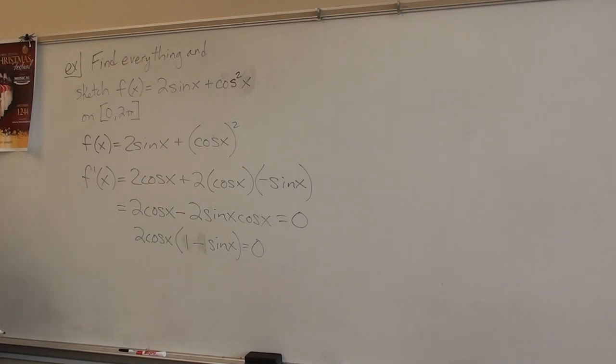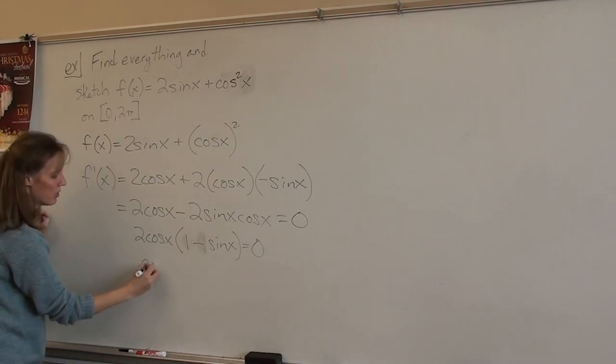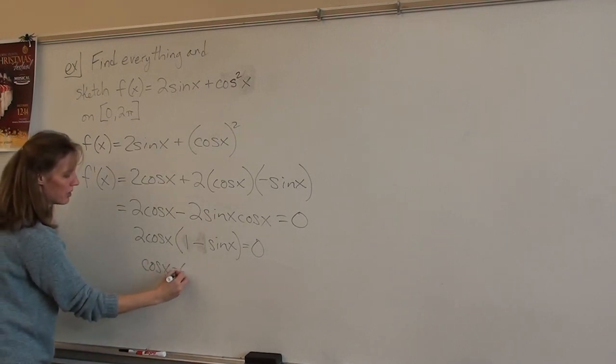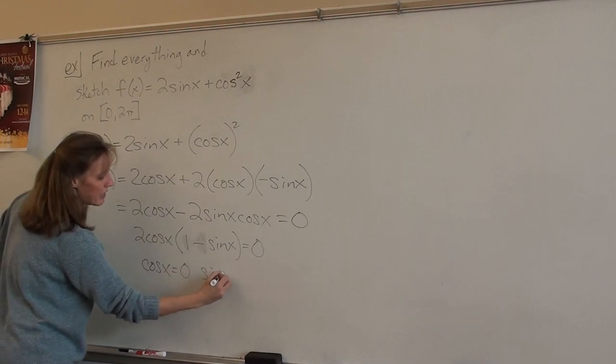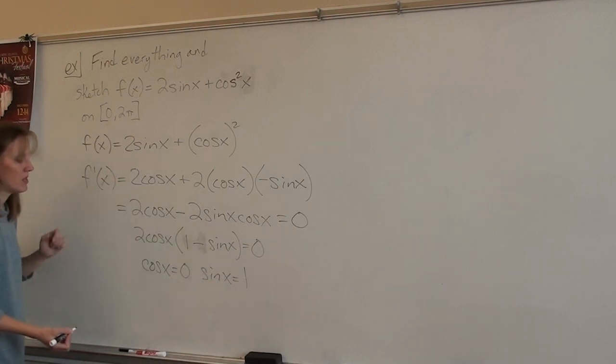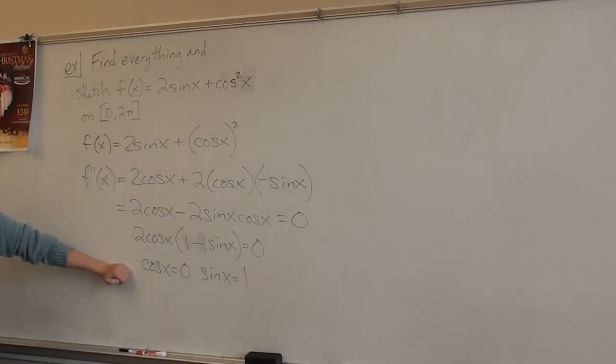Alright, so we get 2 cosine x times 1 minus sine x equals 0. To find the zeros, we get either cosine x equals 0 or sine x equals 1. Where does cosine equal 0? Pi over 2 and 3 pi over 2. Pi halves and 3 pi halves. You've got to know those.